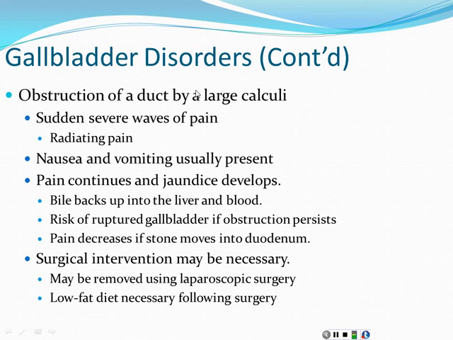So when a duct is obstructed, you get basically crampy pain, so waves of pain as the ducts are trying to push that stone away. Nausea and vomiting. Jaundice will eventually develop as the bile backs up into the liver and then into the blood. The gallbladder can rupture if the obstruction is after the gallbladder. And surgical intervention can be necessary to basically take that gallbladder out.